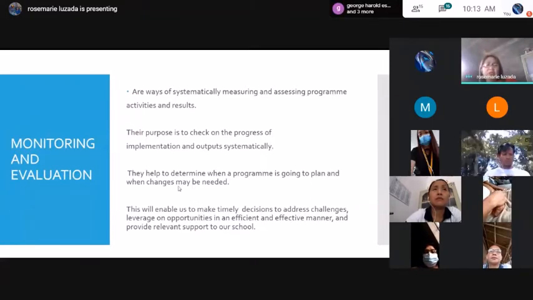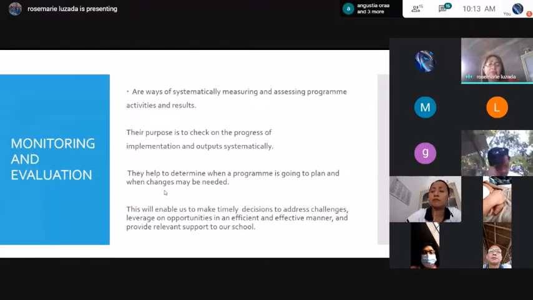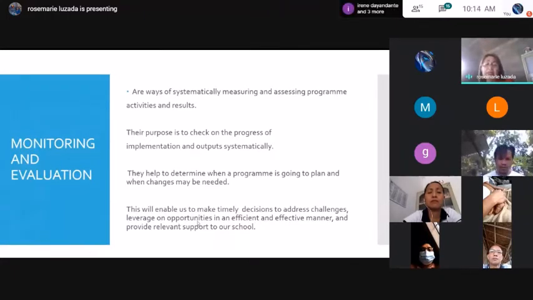Monitoring and evaluation help to determine when a program is going to plan and when changes may be needed. That means, for example, in the strategy we're using, through monitoring and evaluation, we're able to revise the plan to make it very effective. This will enable us to make timely decisions to address challenges, leverage opportunities, and become efficient and effective in providing relevant support to our school or to our clientele.